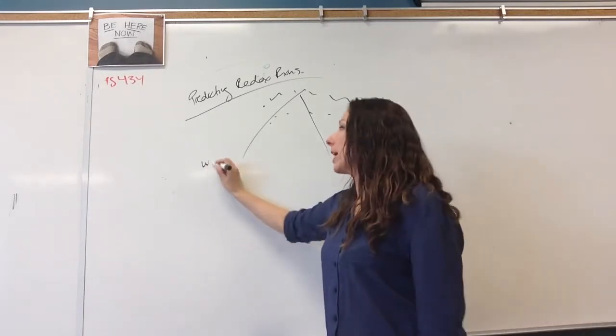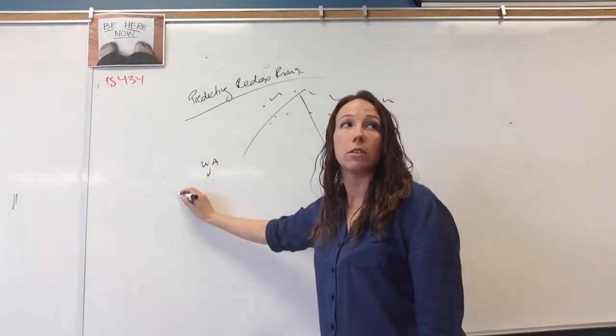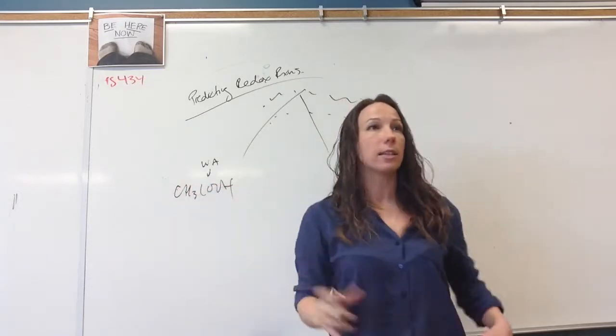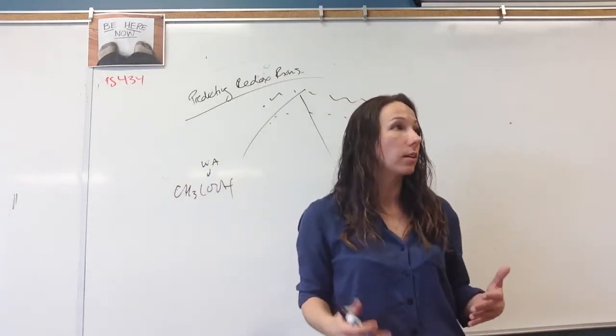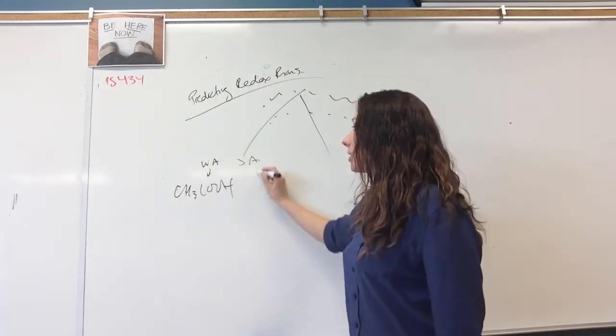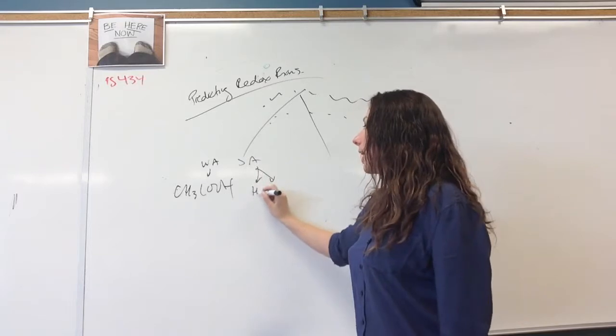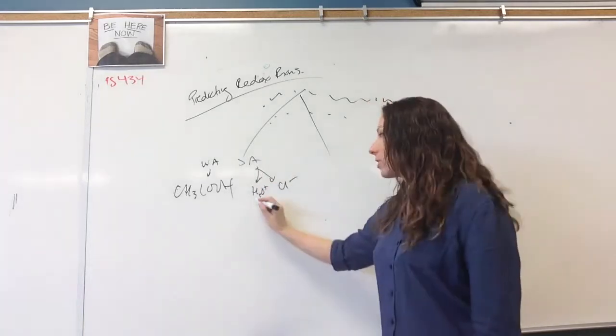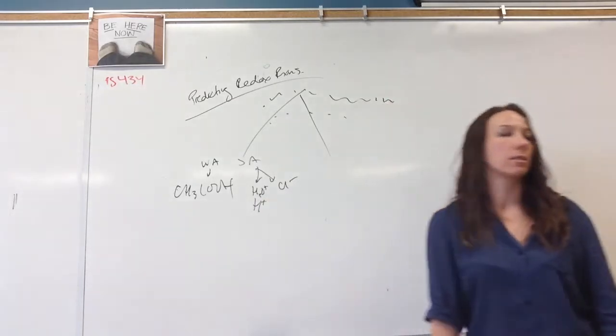So if it's a weak acid, they stay together. So like CH3COOH stays together, just like it does in the acid unit. If it's a strong acid, we pull them apart, like H3O plus and Cl minus. Or actually in this unit, we stick to the H plus.